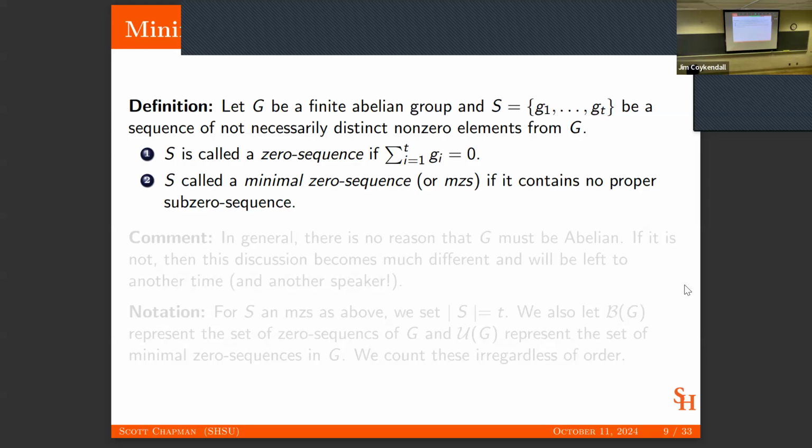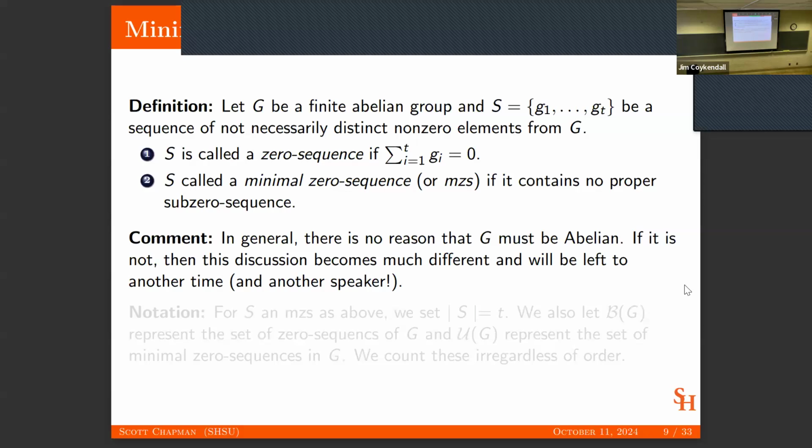S is called a zero sequence in the group if the subset sums to what? 0. Okay. It's called a minimal zero sequence, or an MZS, if it contains no proper sub-zero sequence. Now, I'm going to focus on minimal zero sequences, but there's certainly a difference between zero sequences and minimal zero sequences, and we'll get to that here in a minute. I'll look at some examples.